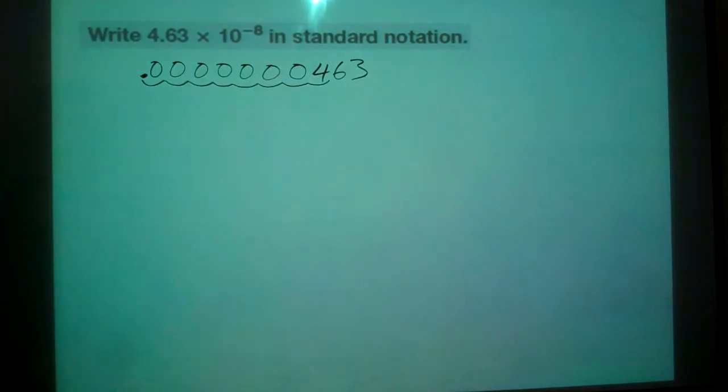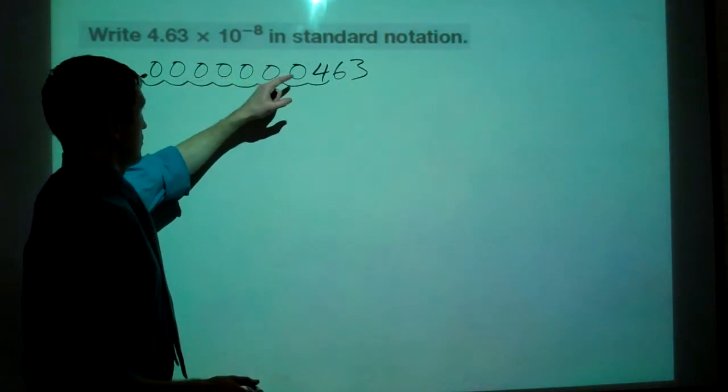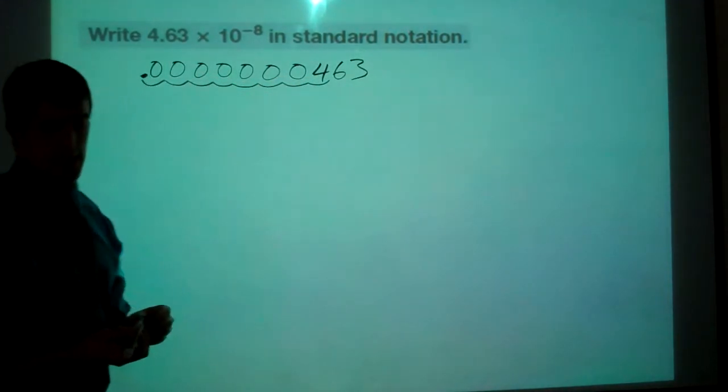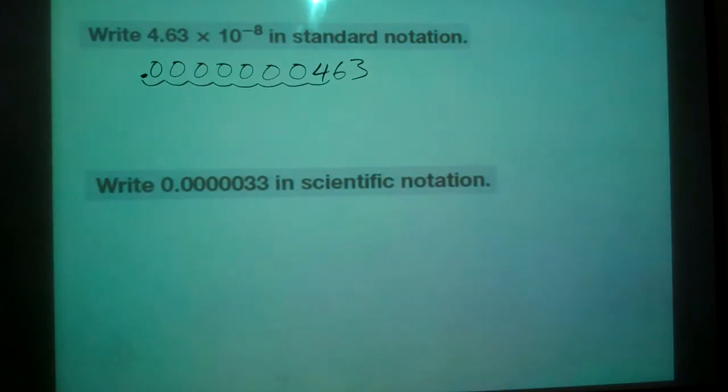Right there. So it should be 0.0000000463 in standard notation. So we can start to see where this scientific notation will come in handy, because writing this out could get very lengthy, especially when we multiply it with some other numbers.